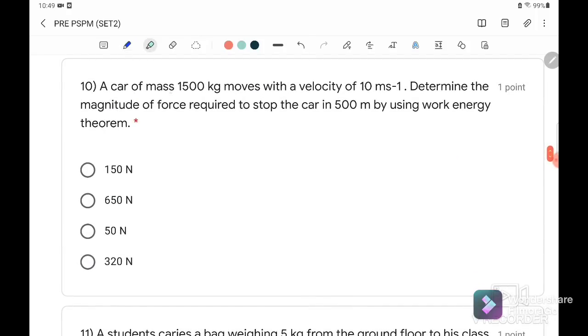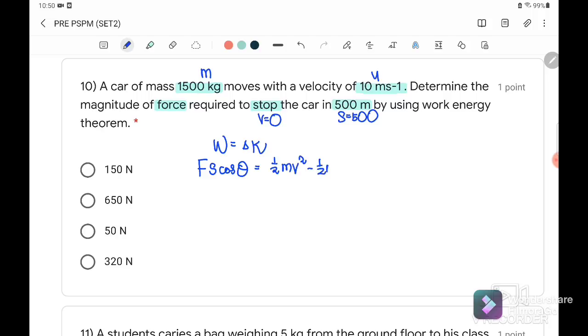Question number 10. A car of mass 1500 kg moves with a velocity of 10 meters per second. Determine the magnitude of the force required to stop the car in 500 meters by using the work-energy theorem. Initially we have m, we have the value for u, the final v is 0, and s is equal to 500. By the work-energy theorem, work done equals the change in kinetic energy, where work done is Fs cos theta. The change in kinetic energy is half mv squared minus half mu squared.